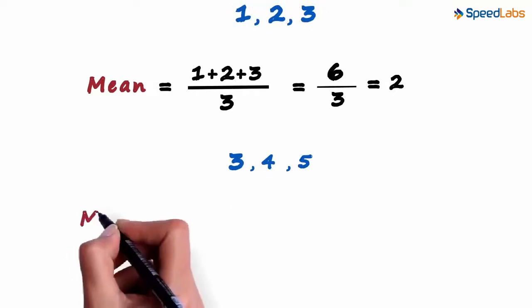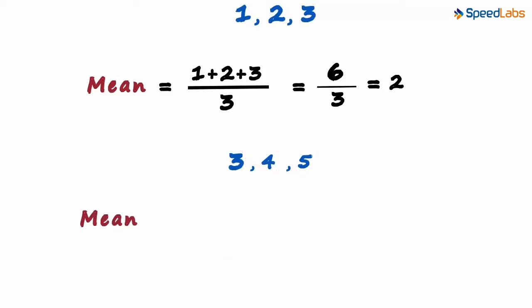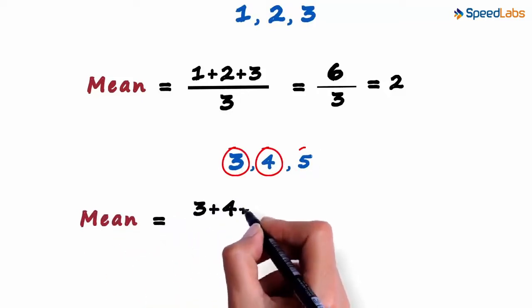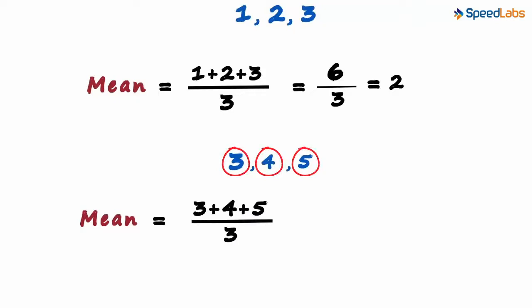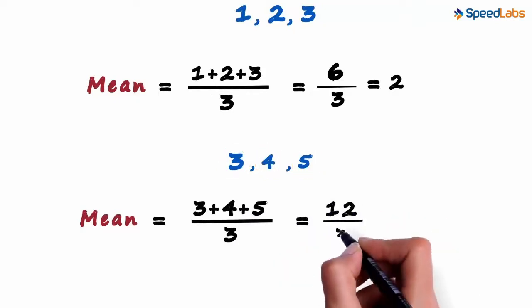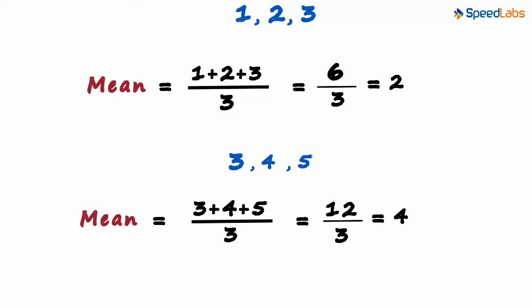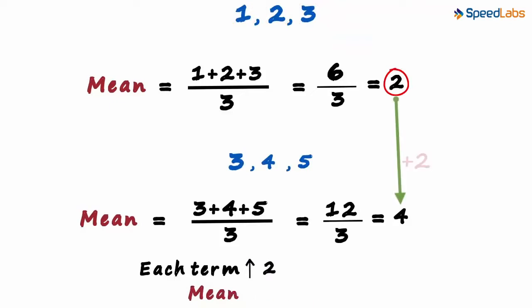Now let's try finding the mean of these 3 numbers. The sum of values is 3 plus 4 plus 5, and we divide the sum by 3 as we have 3 terms. That would give us 12 by 3, which is 4. The mean of these 3 numbers is 4. Do you see it? The mean has become 4. When each term was increased by 2, the mean also increased by 2. That's the first property of arithmetic mean. When a particular number is added to each term, the mean also increases by the same value.